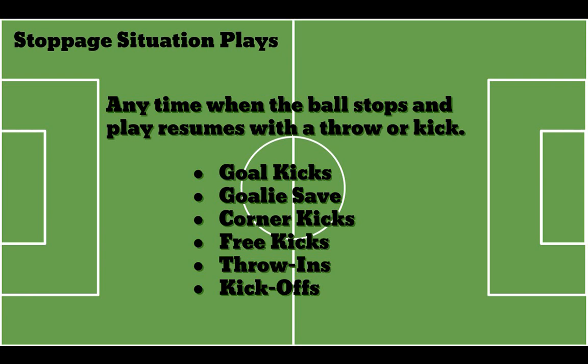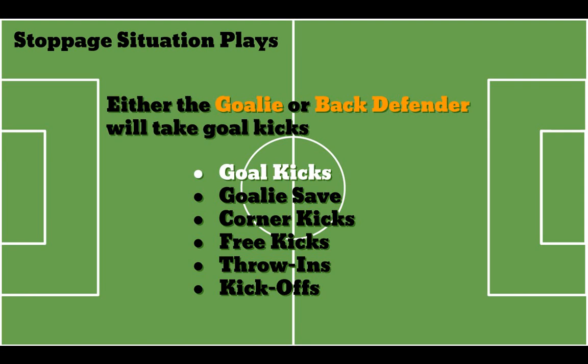And so the six types that we're going to go over very briefly, because they're very similar to the way that we're going to do all of these plays, are goal kicks, goalie saves, corner kicks, free kicks, throw-ins, and kickoffs. We're going to cover each one of those very briefly here. So before we get into each one of those, let's talk about some general rules.